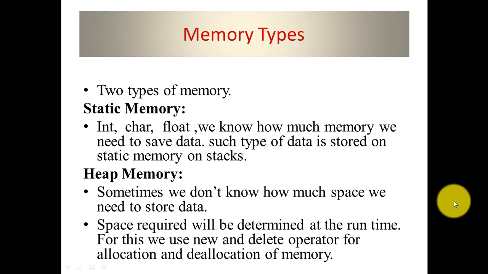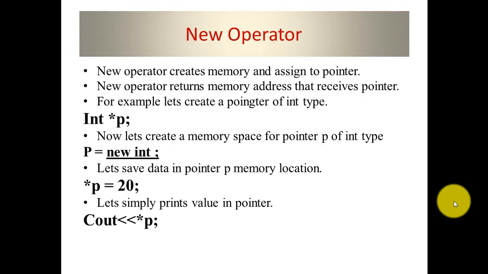So hopefully you understand the different types of memory. Now let's understand the new operator and delete operator, the syntax and how it works. The new operator basically creates memory and assigns it to a pointer. So the new operator returns a memory address that is received by whom? A pointer. So when we want to create a space in memory, we use the new keyword.